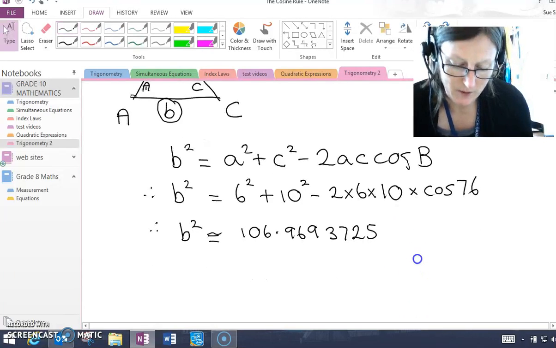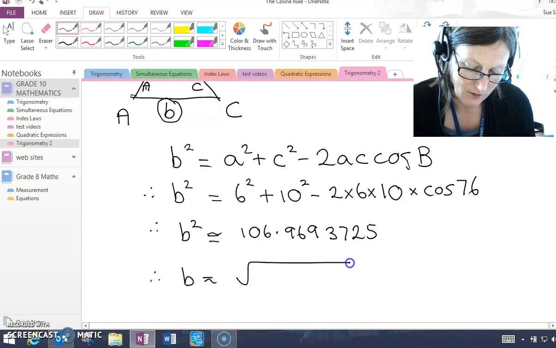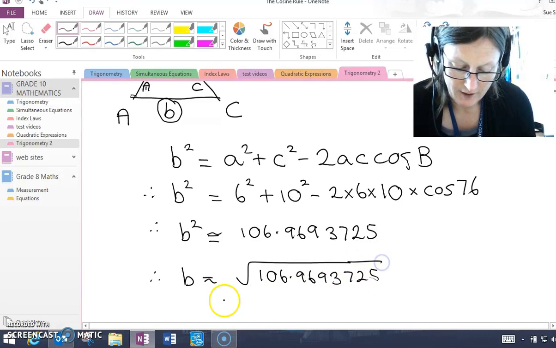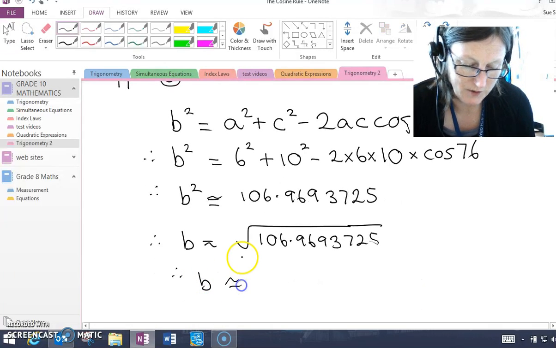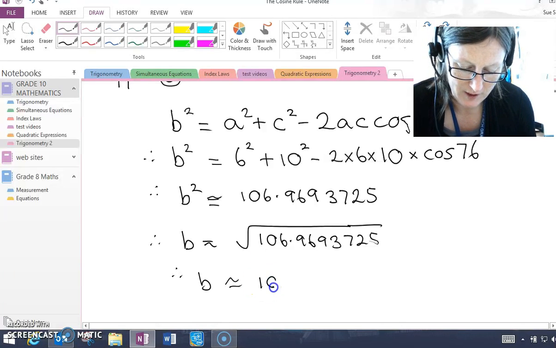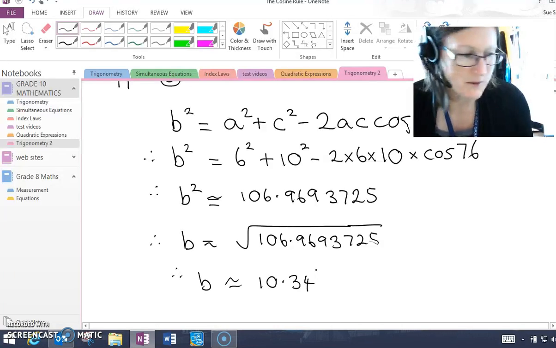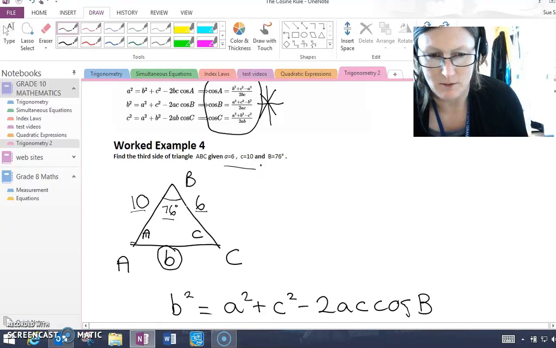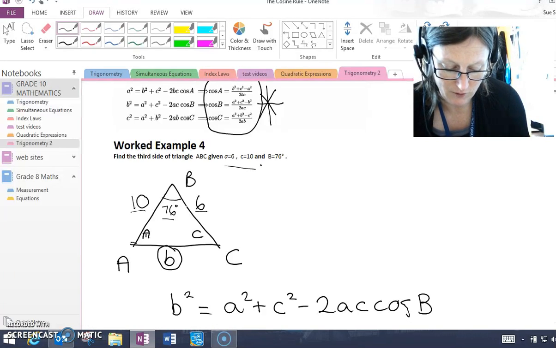I don't want to know what B squared is, I want to know what B is, so I will take the square root of that number that I've just written above, put that into my calculator, and again rounding off to 2 decimal places, so B is approximately, because we've rounded off, 10.34. I don't write meters or centimeters or anything because the question doesn't tell me if it's meters or centimeters. But we have used the cosine rule to find the third side.